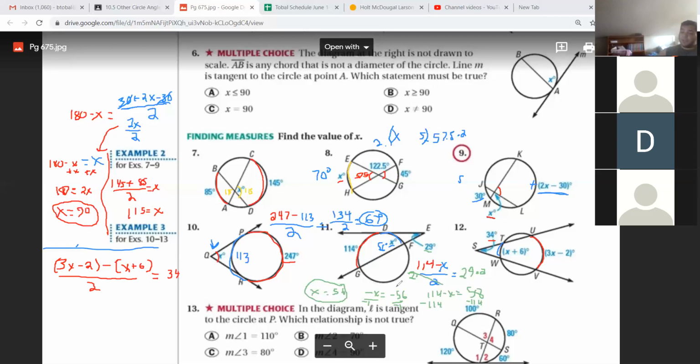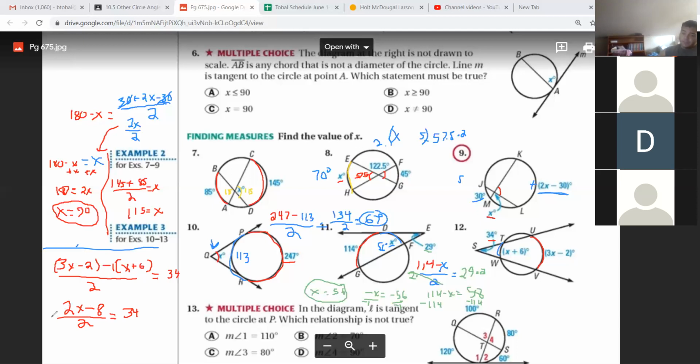Okay, let's simplify some things. 3x minus x is going to be 2x. You could distribute the negative and then combine like terms. I'm just going to do it straight through, just to be a little quicker. Negative 2 minus positive 6 is going to be a negative 8. All over 2 equals 34. And again, you could distribute the negative 1 to both of these, then subtract, that's fine. Or add or whatever.